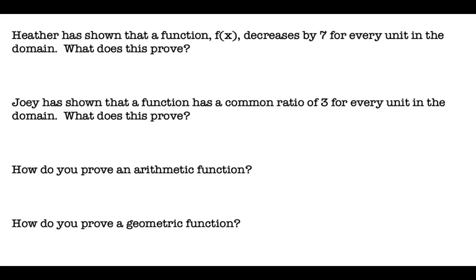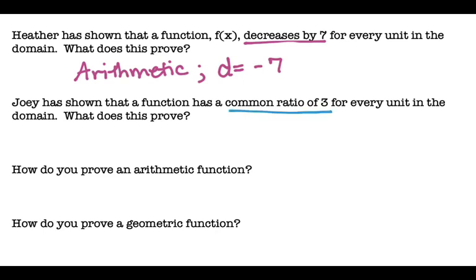So we have a couple scenarios where we have to figure out and compare both of them. So we have Heather has shown that a function f of x decreases by 7. So decreases means subtraction, right? So minus 7 for every unit. What does this prove? Well, it proves that it's arithmetic because it's subtracting, and it has a common difference of negative 7. Then Joey has the function that has a common ratio. So we know ratio means it's geometric, and therefore it means r equals 3.